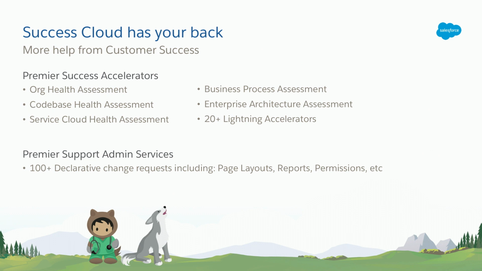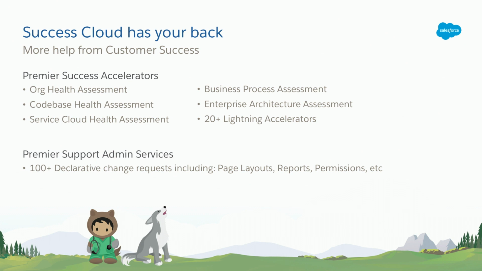We have a number of automation tools accelerators, like our Business Process Assessment Accelerator, where we can review how you're using automation, workflow, process builder, flow in your org, and tell you, are you using the right tools? Do you need to deprecate some of the stuff you're doing? Enterprise Architecture Assessment goes really deep in looking at not just your Salesforce org, but the larger landscape of how you integrated it with your business systems. We have 20+ Lightning accelerators. I'm going to talk a little bit later about Lightning and how it can impact an org cleanup project, but I want to let you know that we have Lightning accelerators.